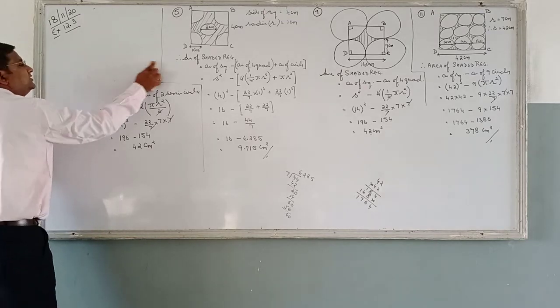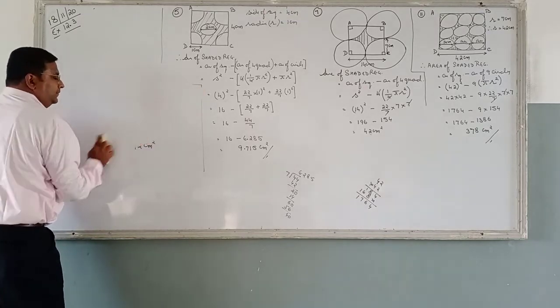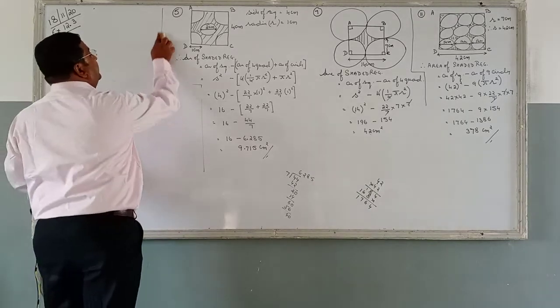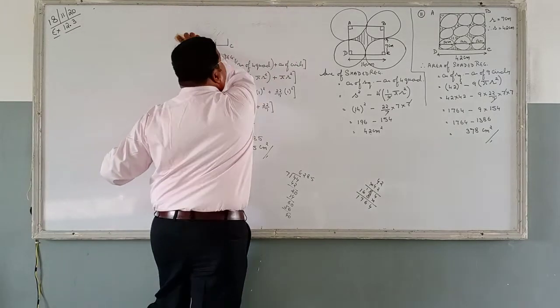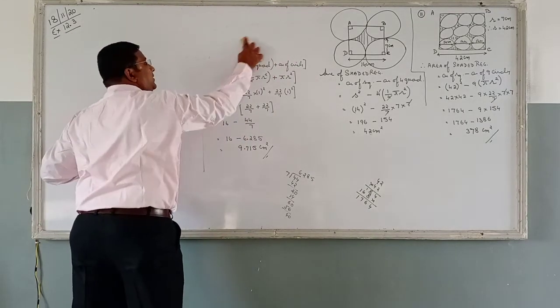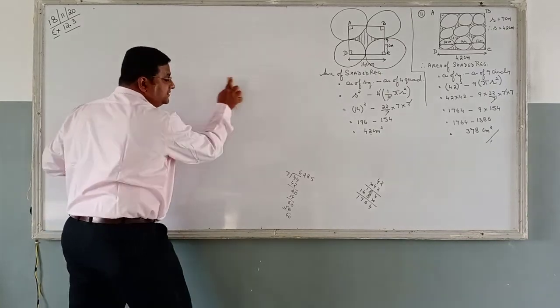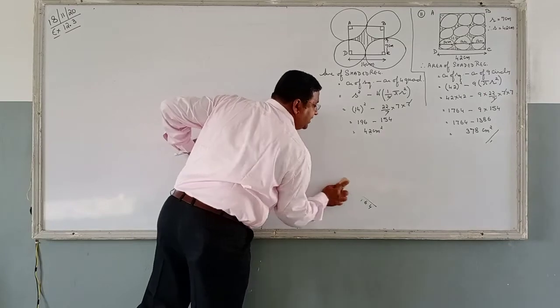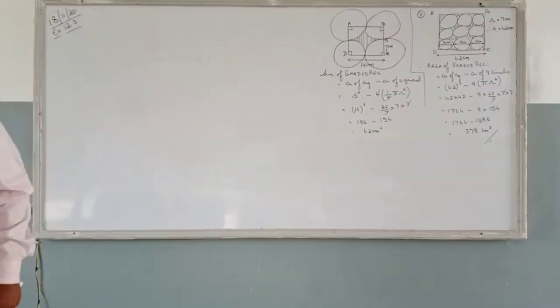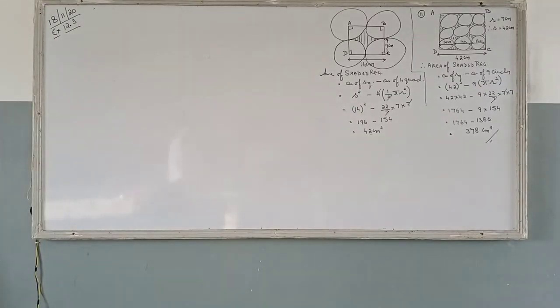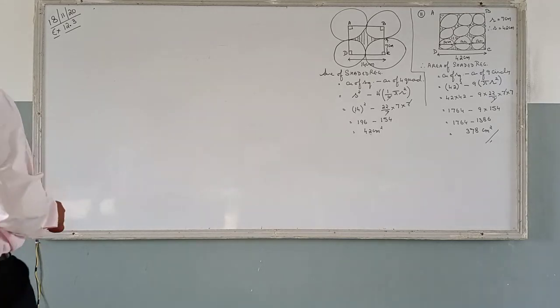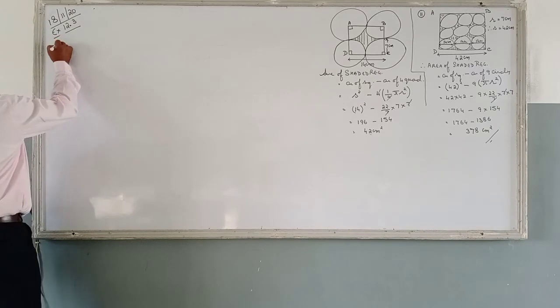Just check question number 2nd. The figure is made for you over there. Yes, you can see that there are two concentric circles. Concentric circles means having the same center. Question number 2nd: find the area of the shaded region.